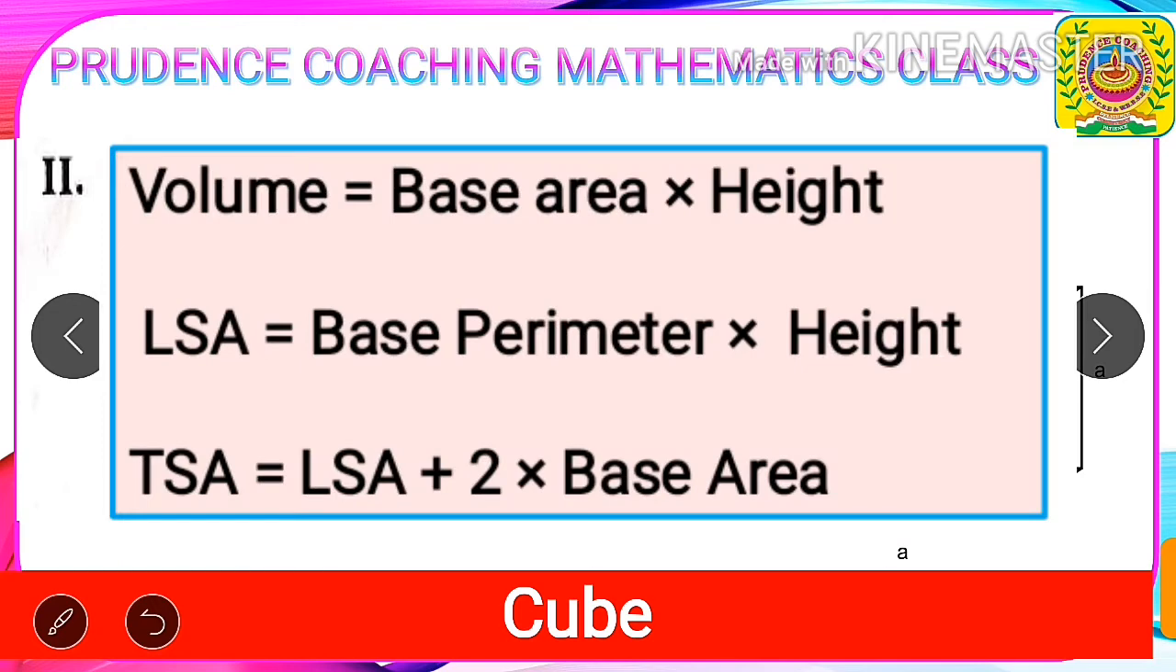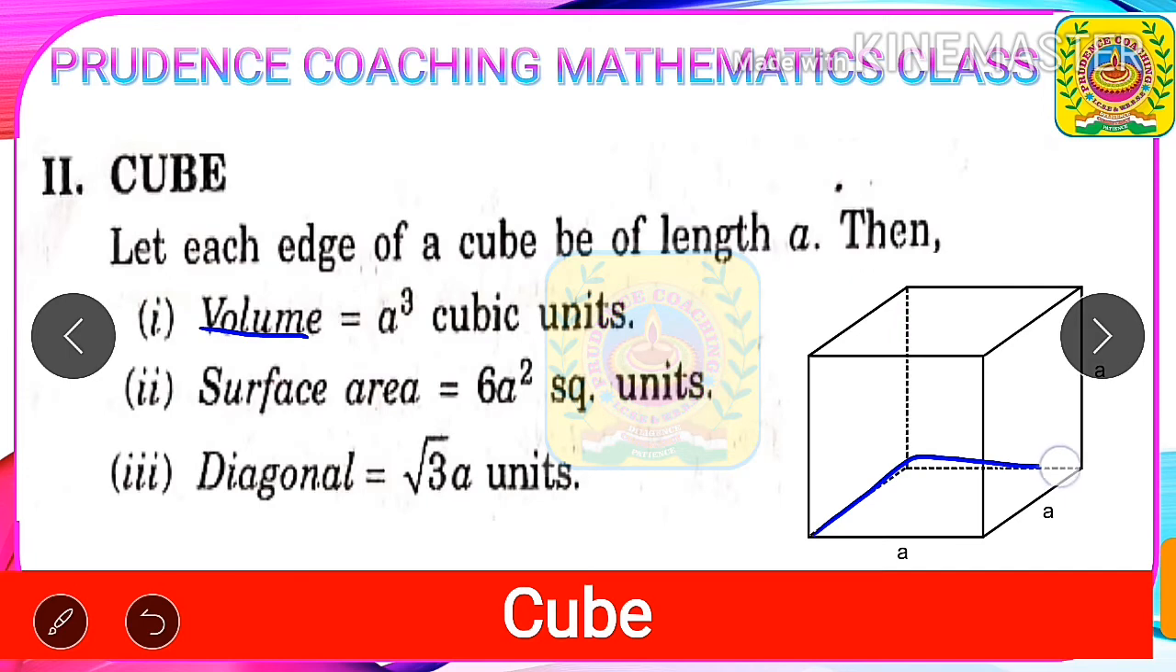To find the volume of the cube, we know that the volume of any prism is base area into height. As the base is a square, the base area, or area of a square, will be side into side. Let the side be A, so we get A into A. And as the height is also A, because all the edges of this cube are equal, the height will also be A. So the volume of the cube is A cube.